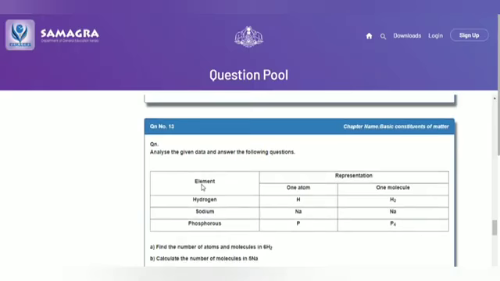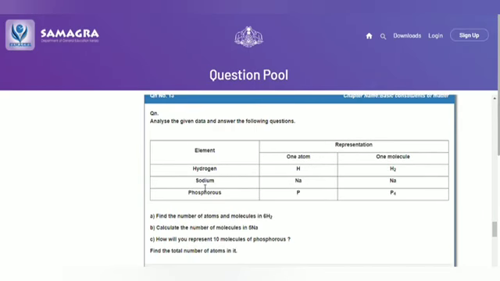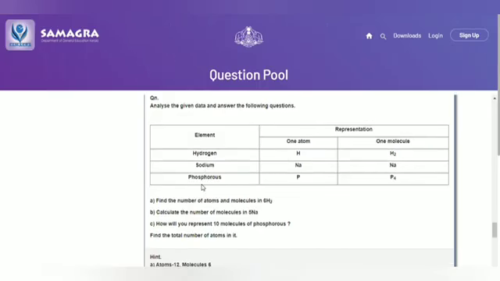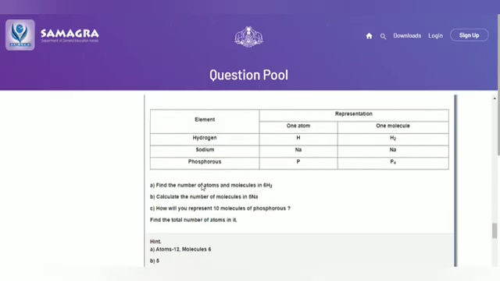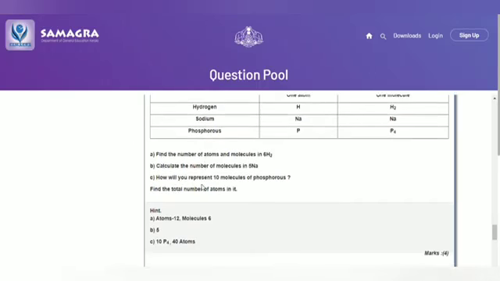13th question. Analyze the given data and answer the following questions. Element hydrogen: 1 atom H, 1 molecule H2. Sodium: 1 atom Na, 1 molecule Na. Phosphorus: 1 atom P, 1 molecule P4. Find the number of atoms and molecules in 6 H2.